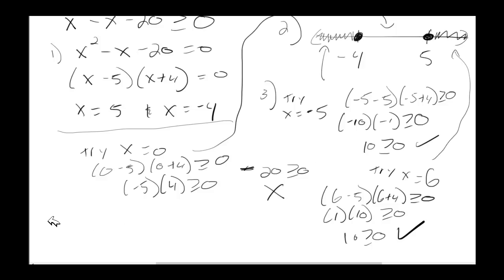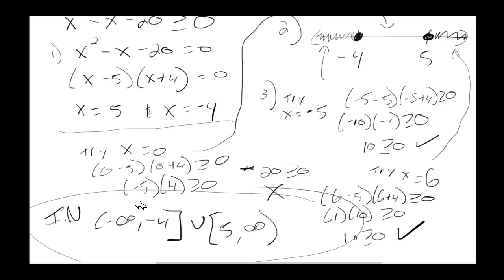And now I put it all together. So interval notation, work left to right. I have minus infinity up to minus 4. It's closed, so a bracket. Union, because we got two pieces. Bracket 5 to infinity. Those are all the numbers that will make this polynomial greater than or equal to 0.